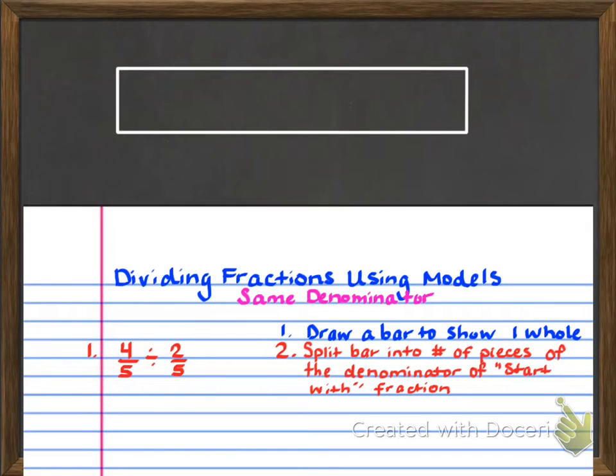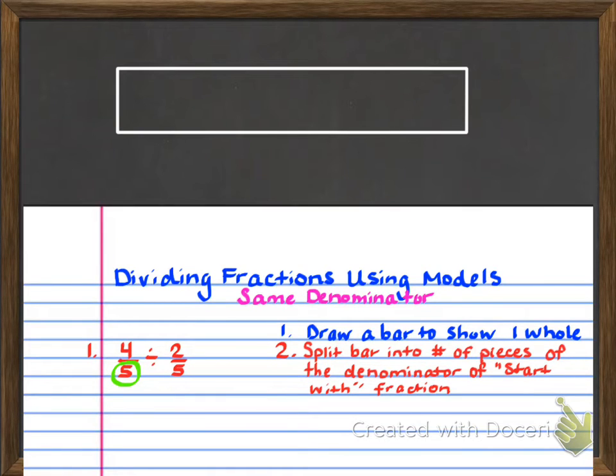Now I use that start with word, the two words there, because I know that you're going to be using these models and diagrams when you're working out word problems. So one of the most important things that you can do with the word problem, as I've taught you in class, is you need to always find out what you're starting with. That's the hardest part, is to find out what you're starting with and make sure that number goes first. So we're going to look right here and we see that the denominator in our start with fraction is 5. So we're going to split our bar into 5 pieces.